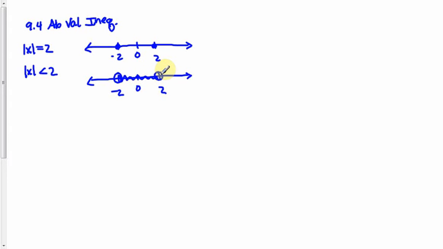Does everybody agree with that? Even the little decimals. 1.3. The absolute value of 1.3 is less than 2, correct? Okay. Let's go to the next one. Absolute value of x is greater than 2. Where would that one be?